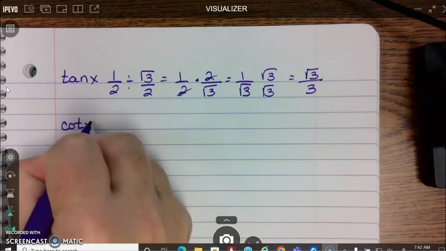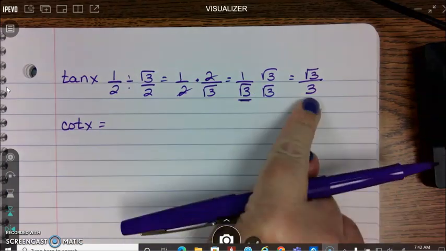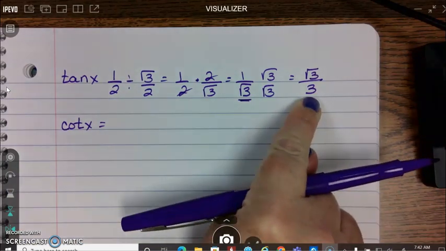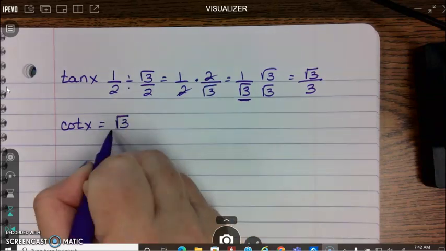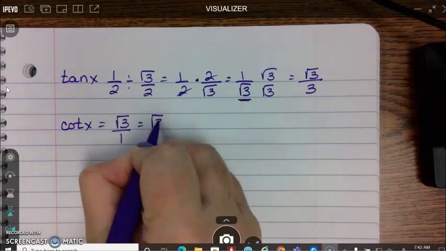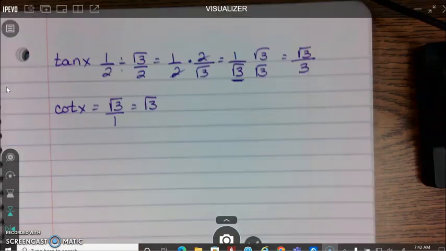Now for cotangent, I'm going to do something a little different. I'm going to actually pull this guy, because if I flip this, I have to rationalize it. So if I flip this, I just get the square root of 3 over 1, or just the square root of 3. Okay.